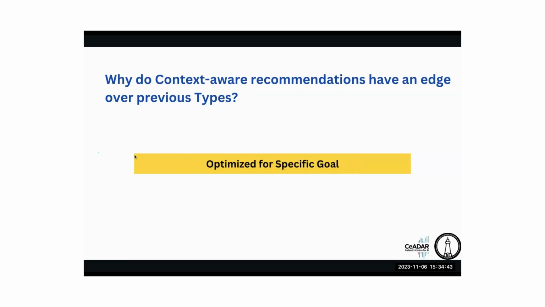The next important thing about a context-aware recommendation system is that it is specified for specific goals, and we can train and optimize it for the individual objectives of different business use cases. For example, a retail app might prioritize recommendations based on the user's location to drive foot traffic to nearby stores. Say we have something like Uber Eats.